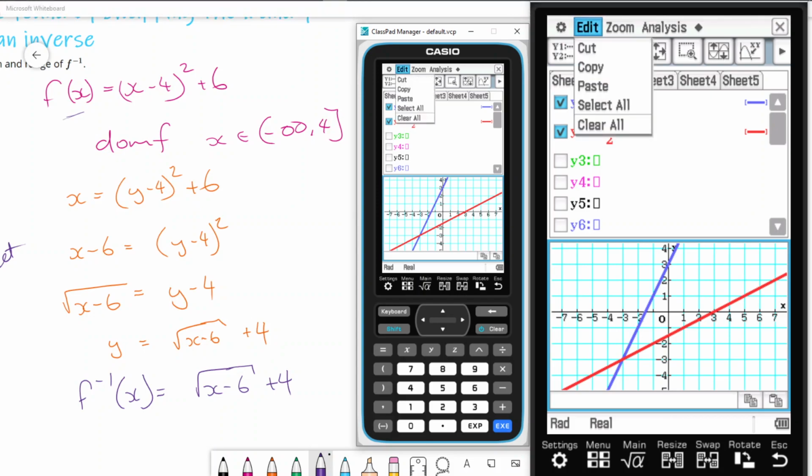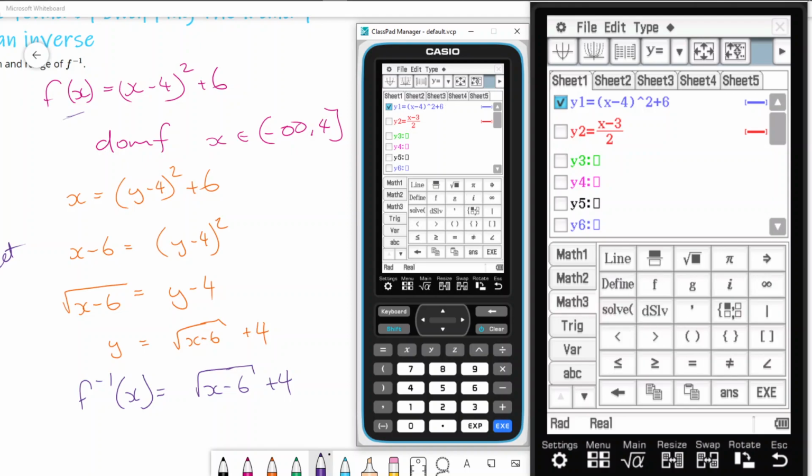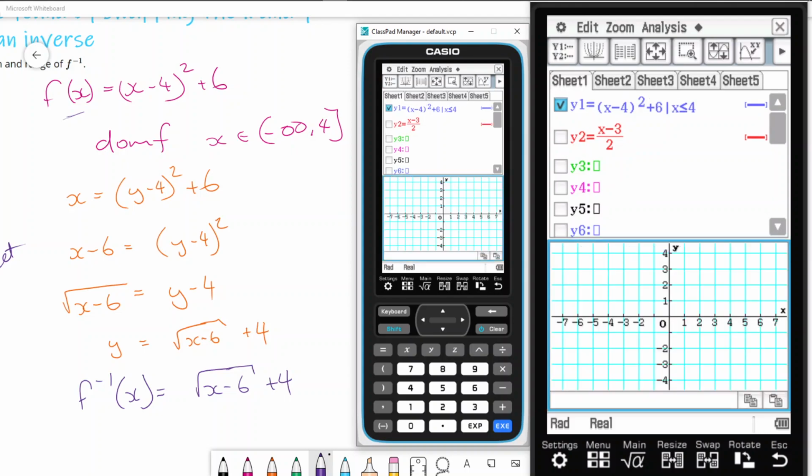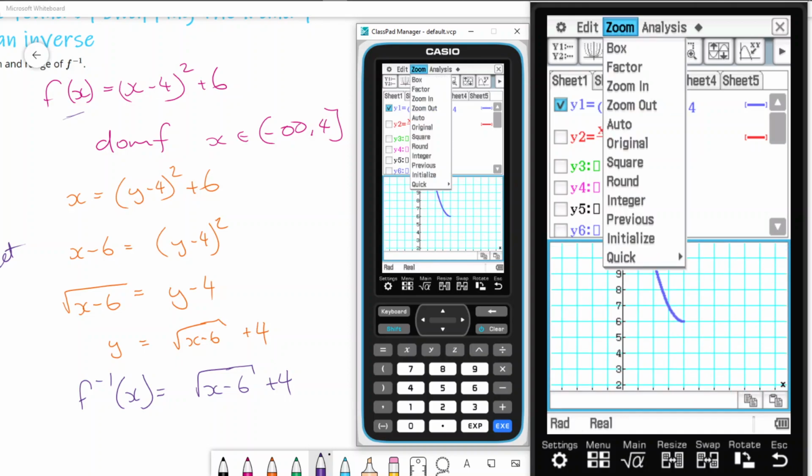So let's clear what we've got. I'm going to type in that first one, which was x minus 4 all squared plus 6. And remember from our previous video, if we want to restrict the domain, we go to math 3, use a vertical line, and x is less than or equal to 4. So we can go x is less than or equal to 4. Sketch that. We see there's our half a parabola. So let's zoom out a bit.